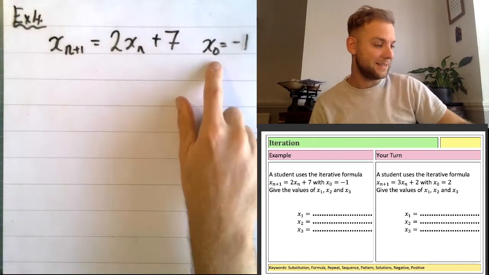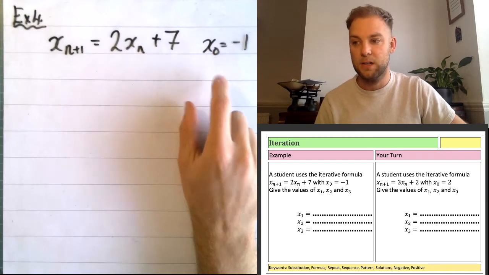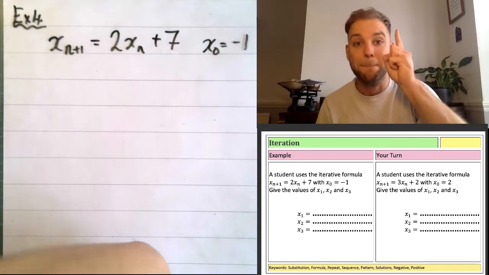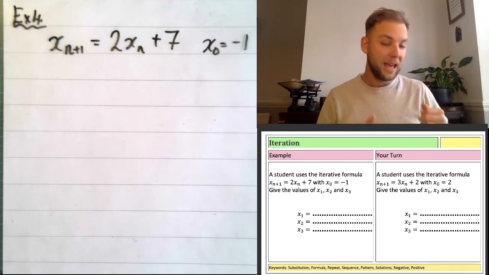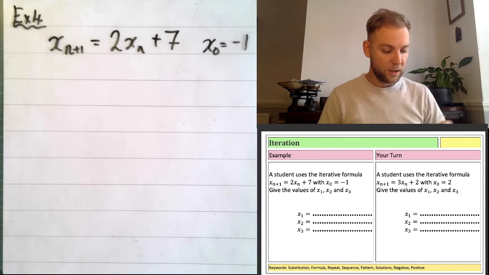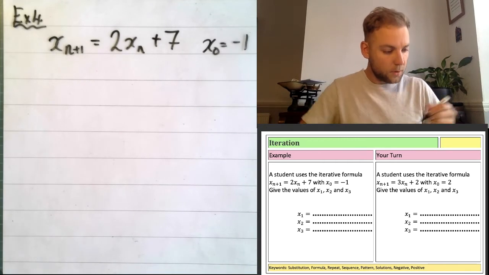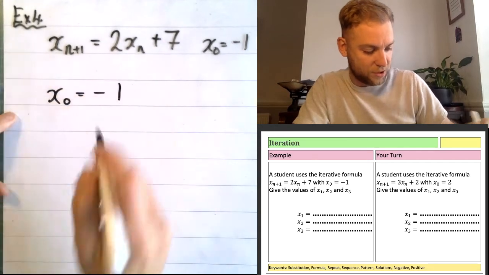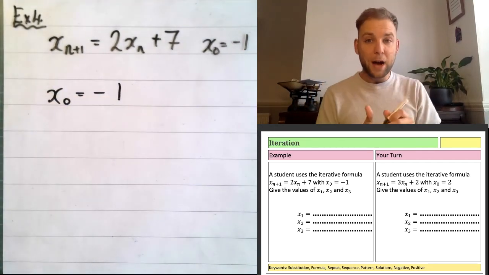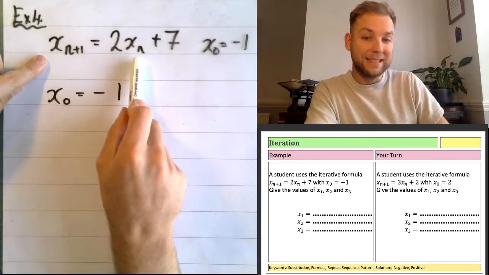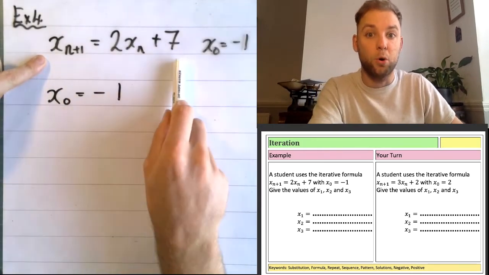And in this case, they've given it to you as x0. So they've said that my starting point, my first term, is equal to -1. Okay? And then you're asked to work out the next terms in the sequence. So, this one here, I'm going to write down my first term, my starting term, which is this one.